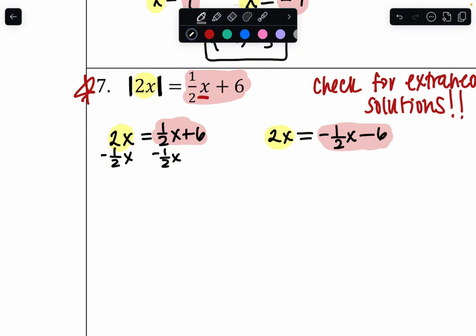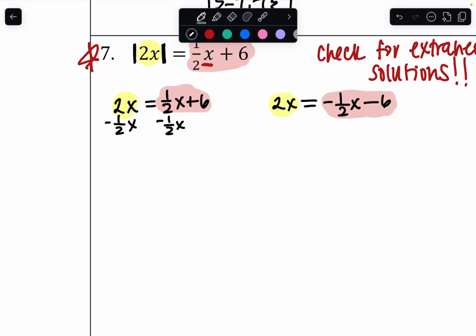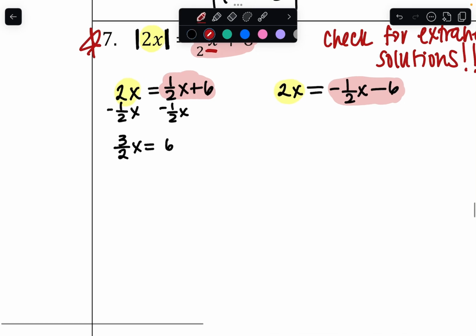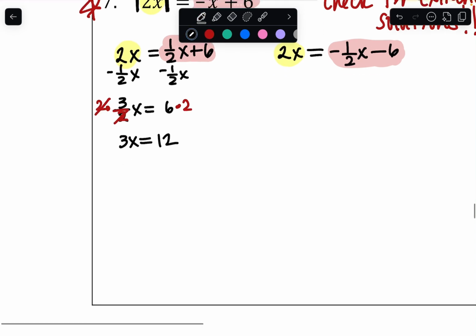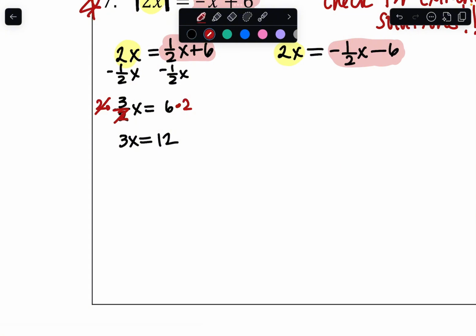2 minus 1/2 is 1.5 or 3/2. And then to get rid of a 3/2, we can do it in steps. This is being divided by 2, so we can multiply both sides by 2 to get 3x equals 12. And then we can divide by the 3 to get x equals 4.